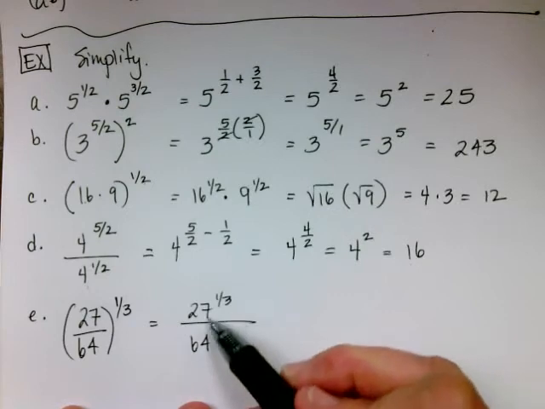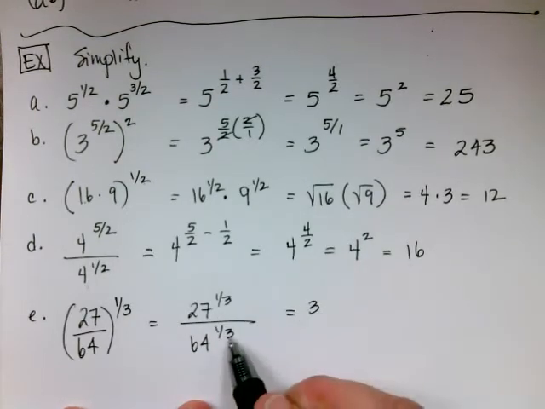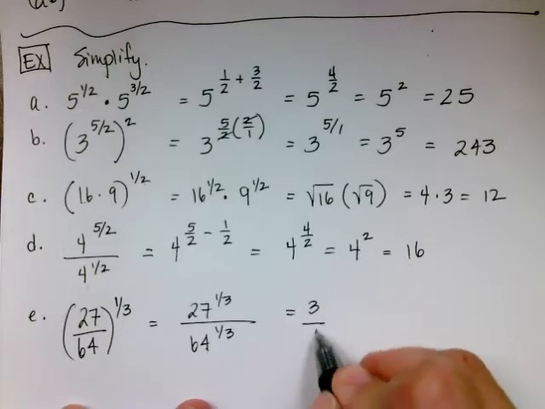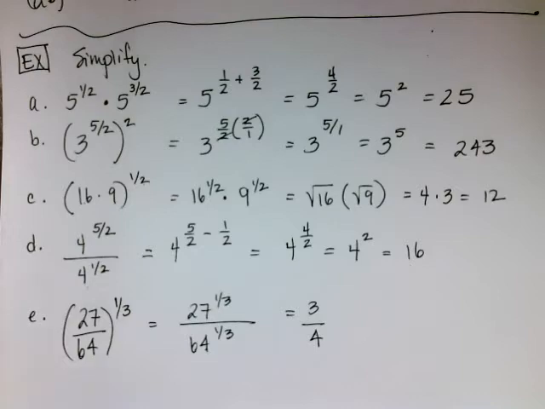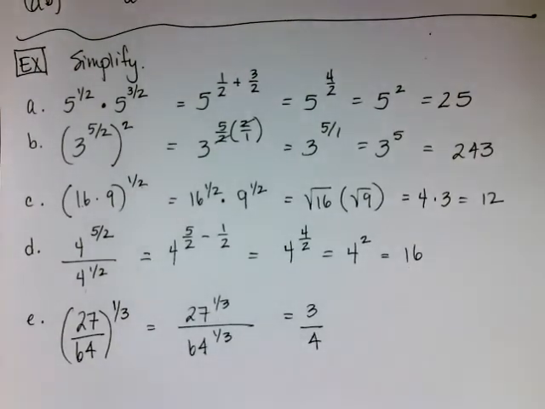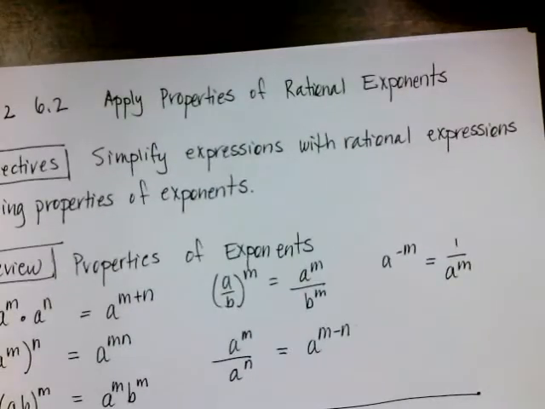So this is take the cube root of 27, which happens to be 3, and the cube root of 64, which happens to be 4. And there is my solution. All right, so let me turn the page, get us some clean real estate.